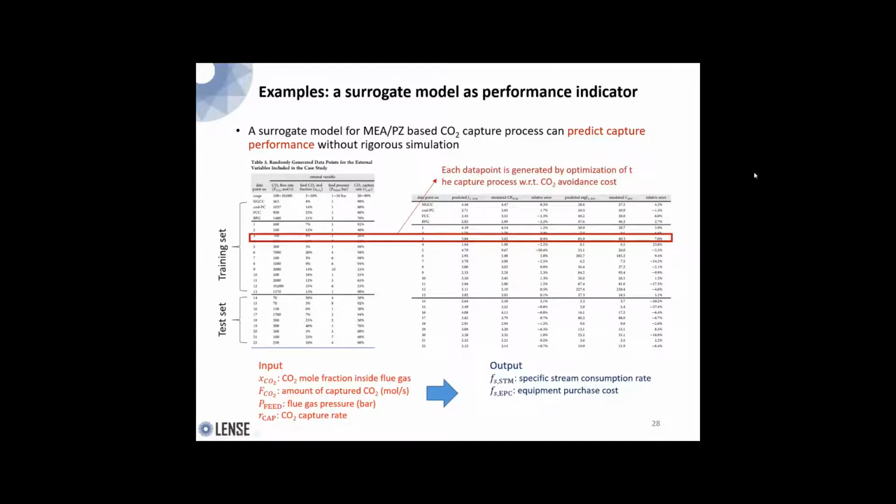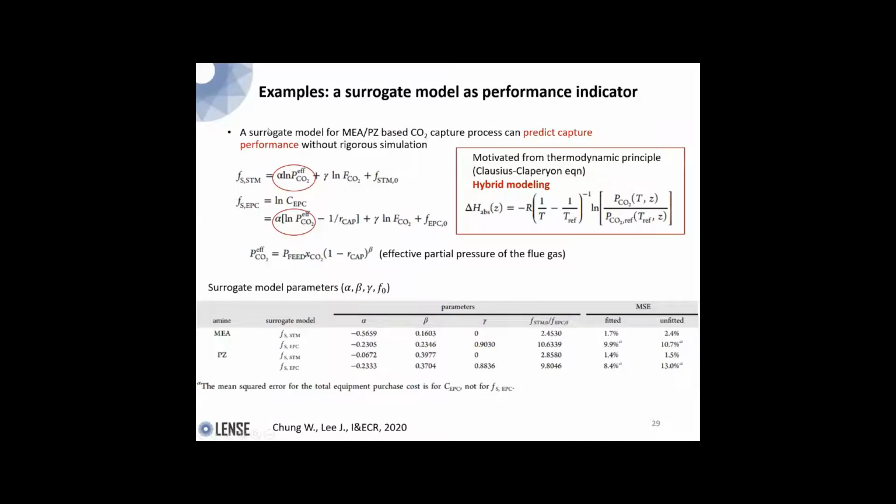So each data point is generated by optimization of the capture process with respect to CO2 avoidance cost. And then the hybrid modeling, the surrogate modeling, we have to create this structure. It could be total black box, but in our case, we have given this nonlinear transformation. So we have given this form here, logarithm of the effective partial pressure, for example, logarithm of the feed flow rate, and so on and so on.